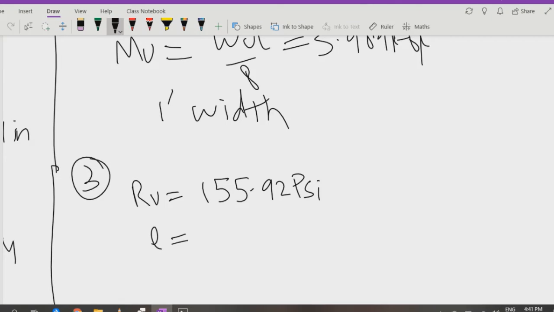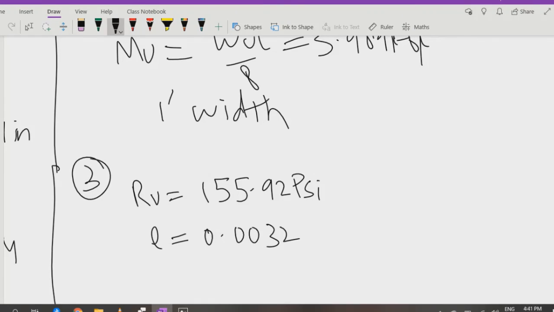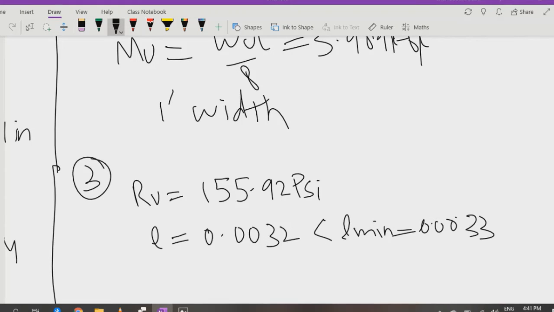Rho is equal to 0.0032. I also got my rho maximum and rho minimum. I found out that my rho was actually less than rho minimum, so I took rho minimum, which is equal to 0.0033. So this is the rho which I am going to use in this design procedure.